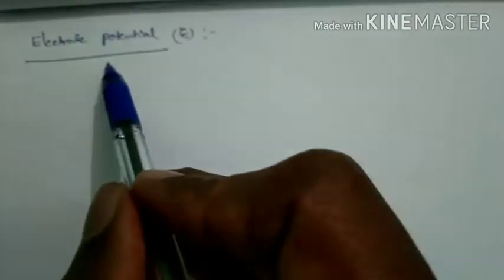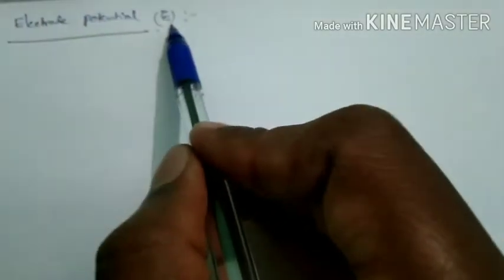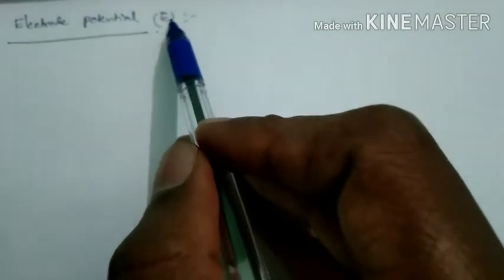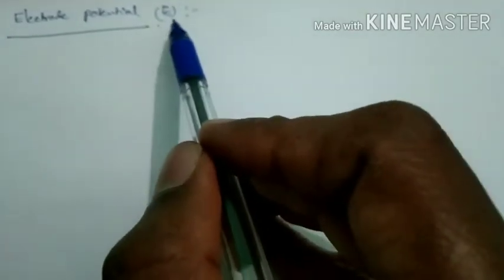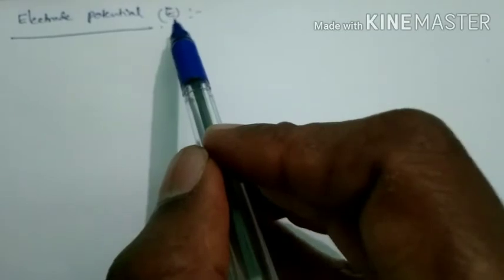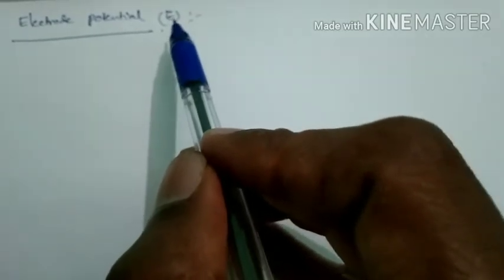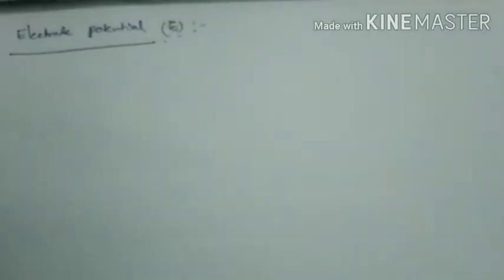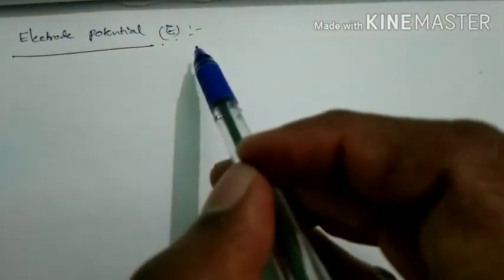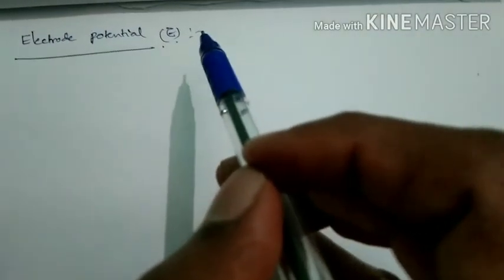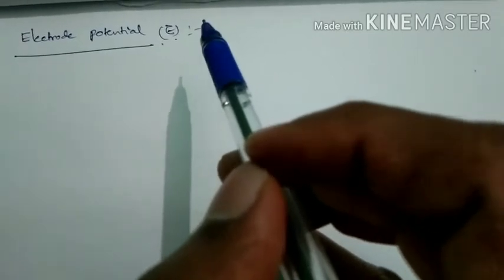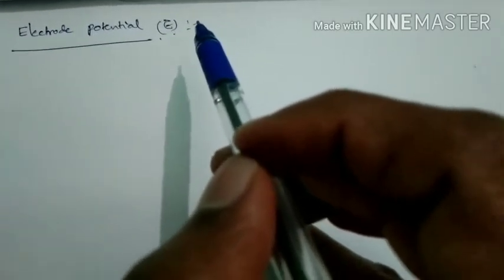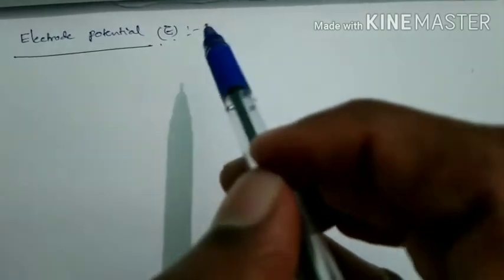Now the next one is electrode potential, represented by E. The definition is: if a metal rod is dipped in its own solution, then the potential exhibited by the metal is called electrode potential. I repeat, if a metal rod is dipped in its own solution, then the potential exhibited by the metal is called electrode potential.